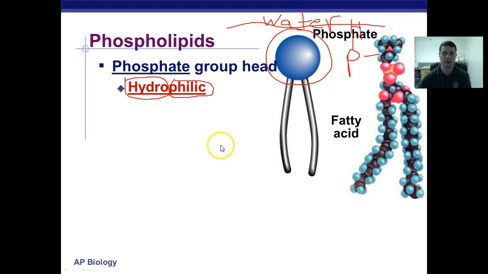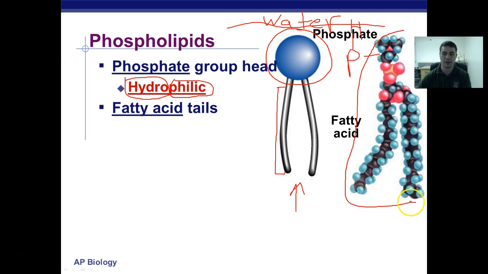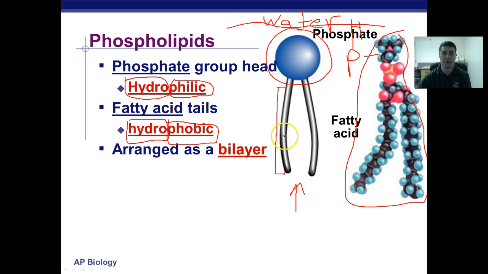Let me just draw something over here. Now, this right here is the fatty acid tail. This little cartoon that we're looking at is nice to depict, but this is actually really how they look, these chains of atoms. This fatty acid tail right down here, that's hydrophobic. Hydro meaning water, of course, and then phobic meaning afraid. So where the top part, the phosphate head, interacts with water, this bottom part only interacts with other fatty acid tails. So it's arranged like a bilayer.